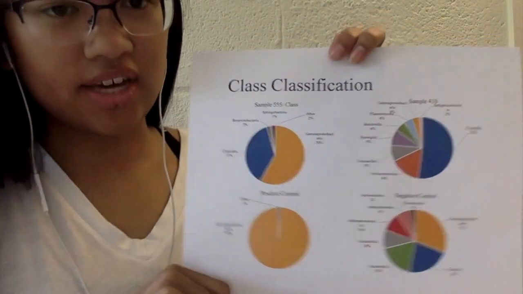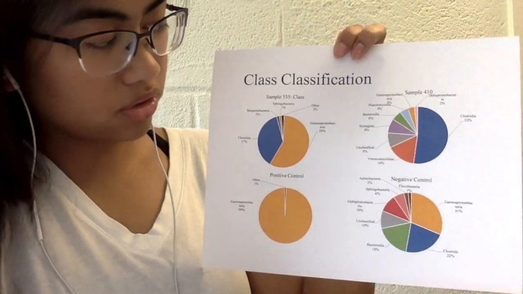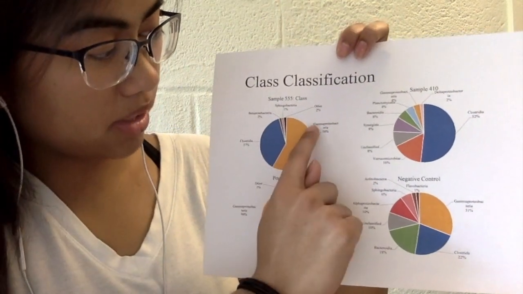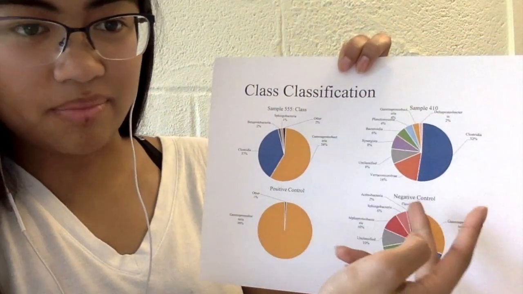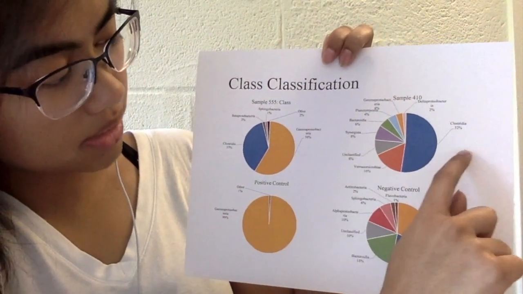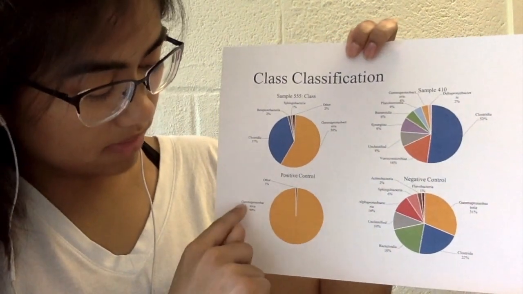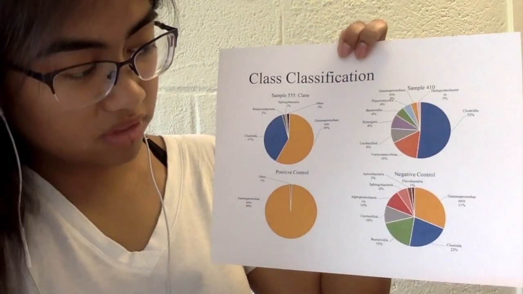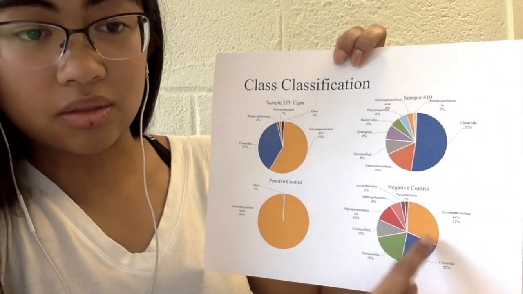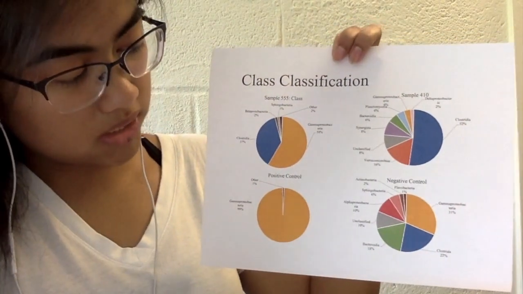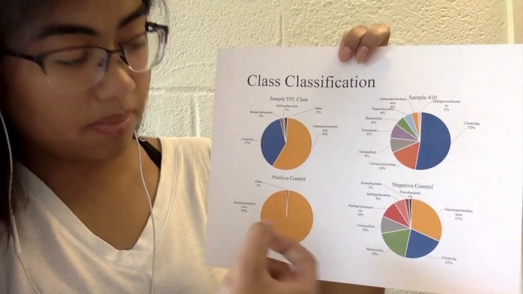Here I have our class classification. Again, sample 555, sample 410, our positive control, and then our negative control. Sample 555 has more gamma protobacteria than Clostridia, and our sample 410 is kind of the opposite. It has more Clostridia bacteria than it does gamma protobacteria, and then our positive control was mainly made up of gamma protobacteria, and for our negative control, gamma protobacteria and Clostridia bacteria were kind of split in half, so I thought that was kind of interesting. Our negative control had quite a few bacteria, but not a lot compared to our positive control reading.